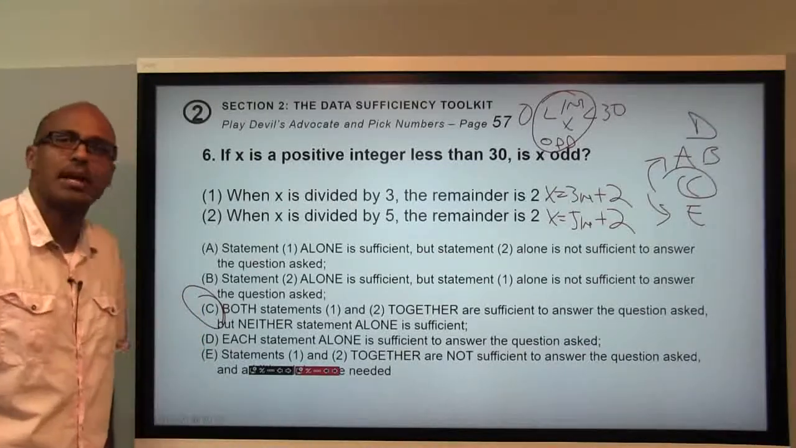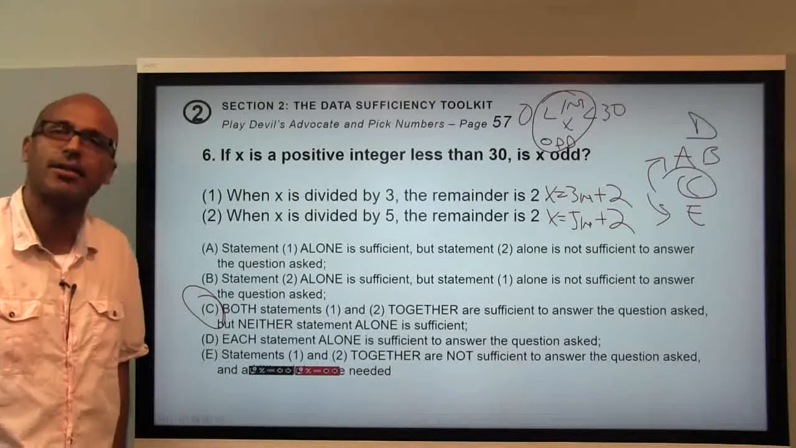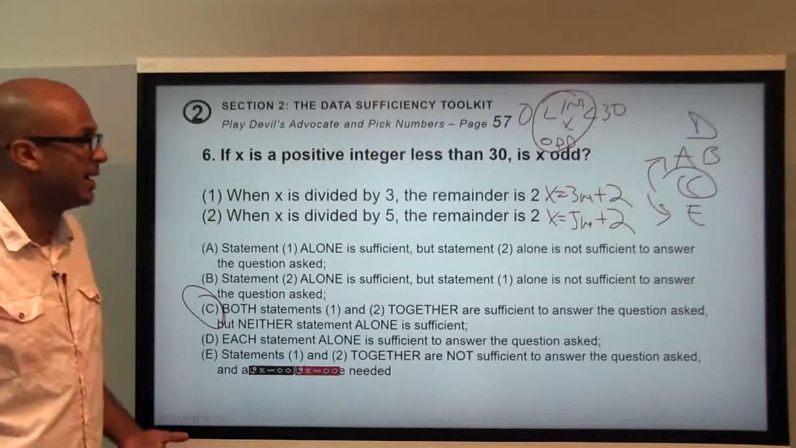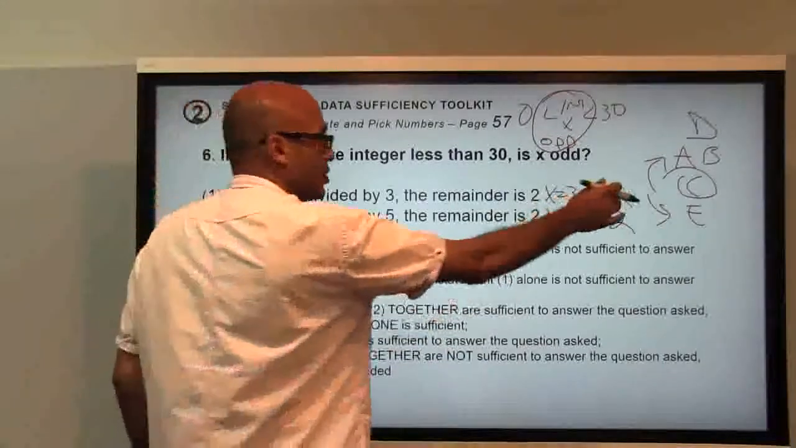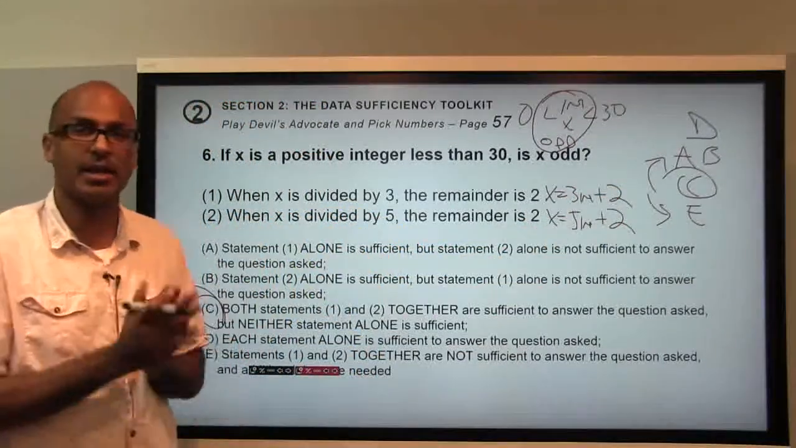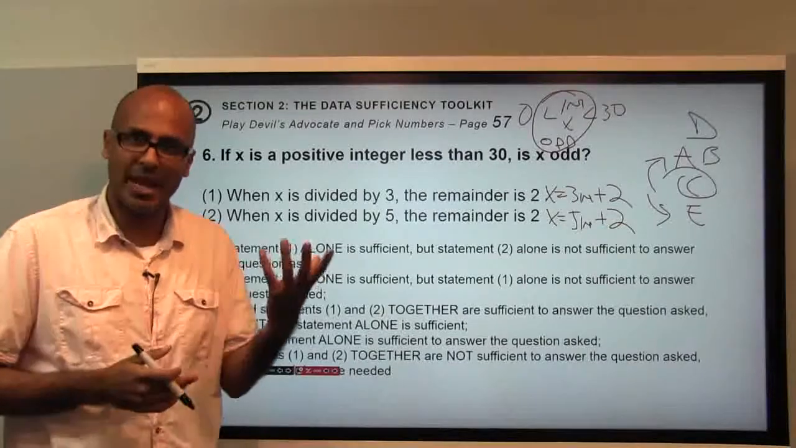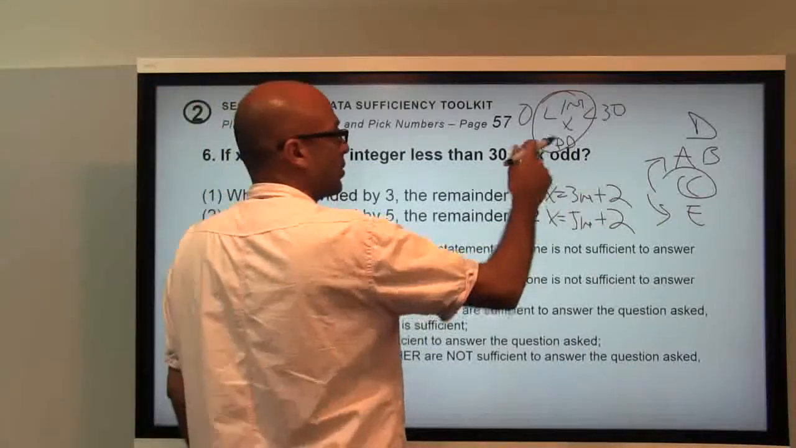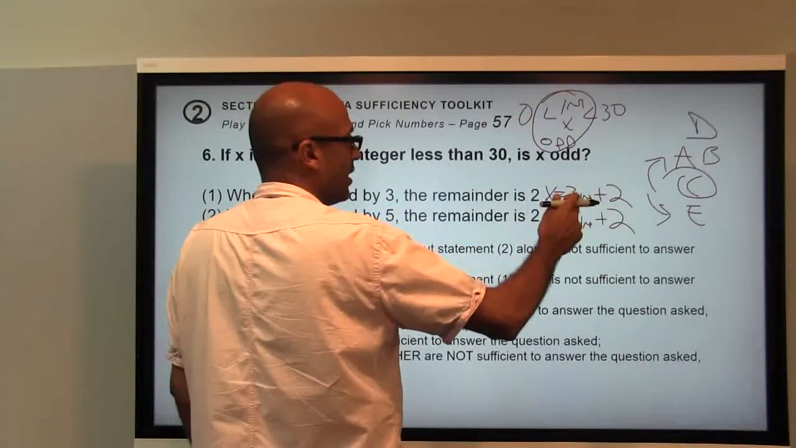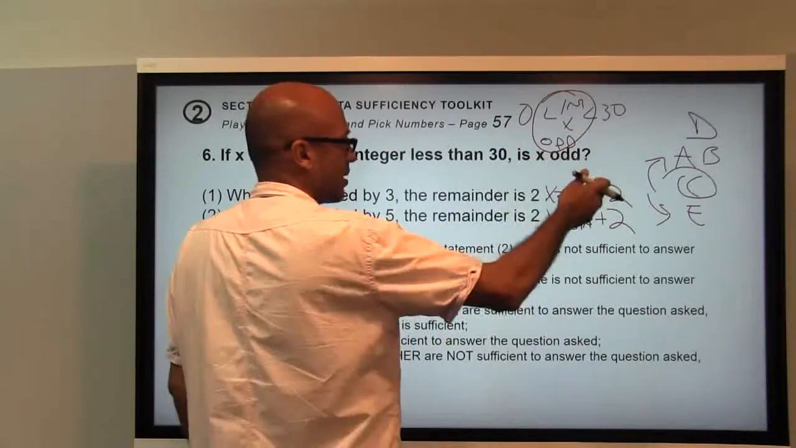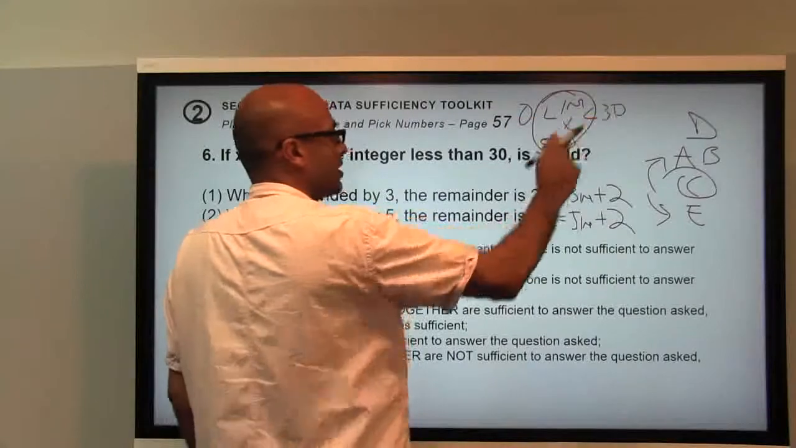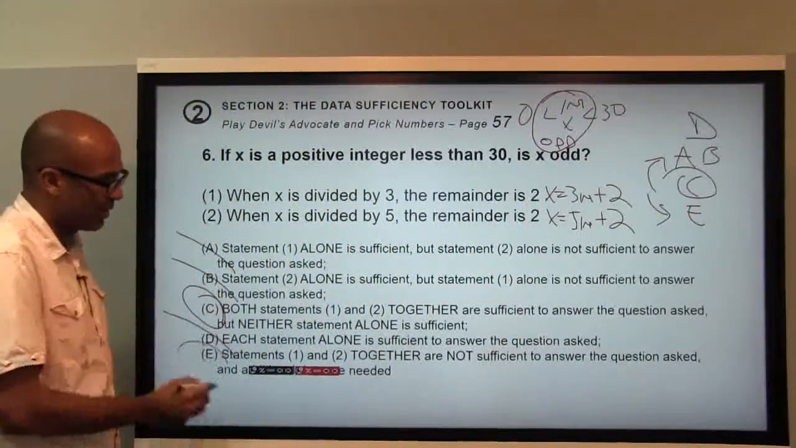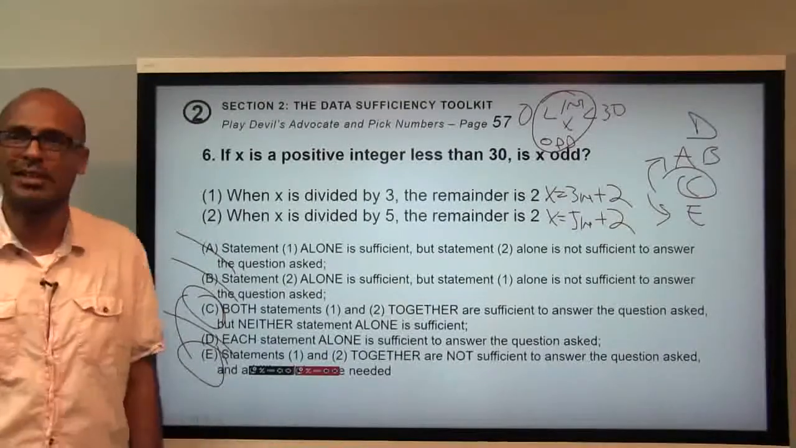Am I going to pick numbers here? Hell no. It's a low-level way to process these questions. All I'm going to say is, if I add 2, which is an even number, to any number, it will preserve the same underlying evenness or oddness of the original number. And there are multiples of 3 within this range that are even and odd. Thus, I will get sometimes yes, sometimes no. Same thing, multiples of 5 within this range that are even and odd. Sometimes yes, sometimes no. Therefore, A, B, and D are out immediately.